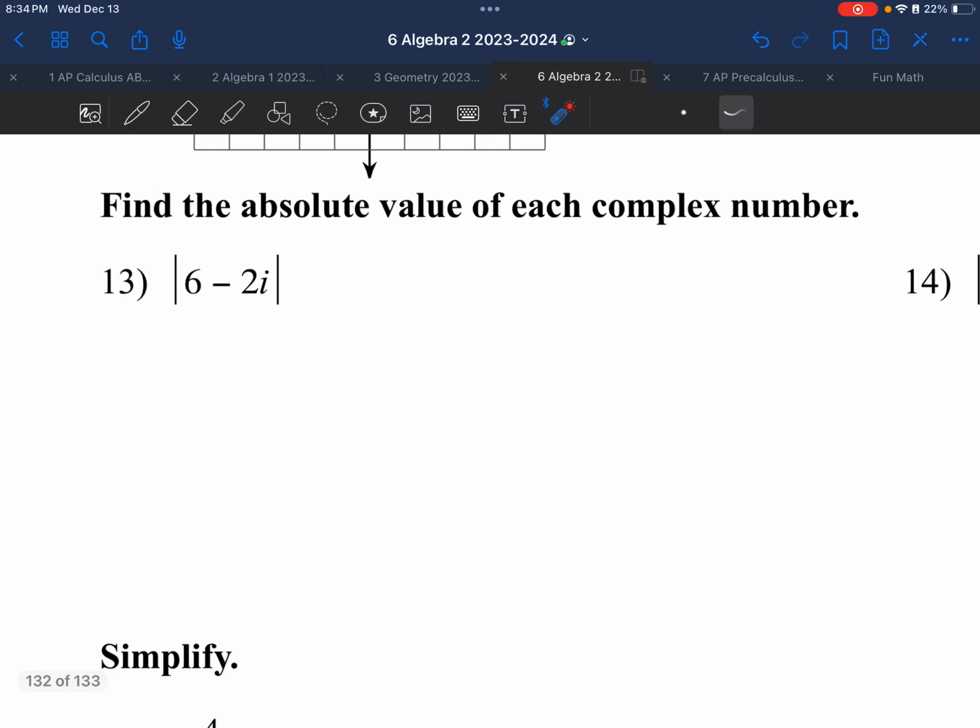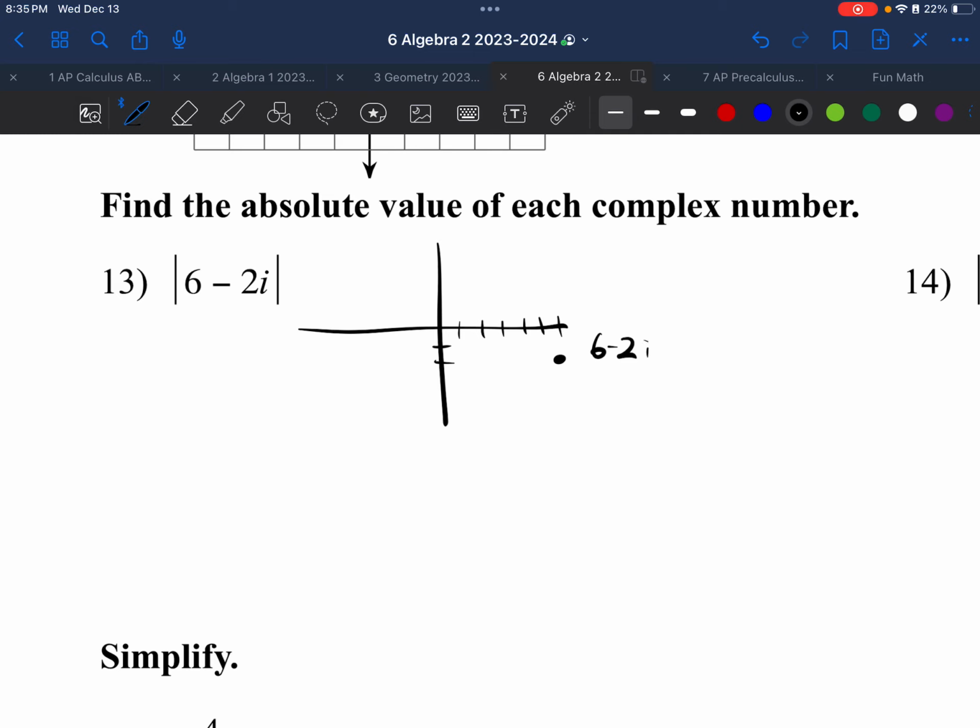Again, this is the distance from 0, and if you have forgotten, the general idea here is that I have a complex coordinate plane like up above, and I'm going right 6, 1, 2, 3, 4, 5, 6, and down 2, and I have this point that represents 6 minus 2i, and I have a line going from the 0, or the origin, to this point. It should be straight, and I'm asking what is the distance of this red line.